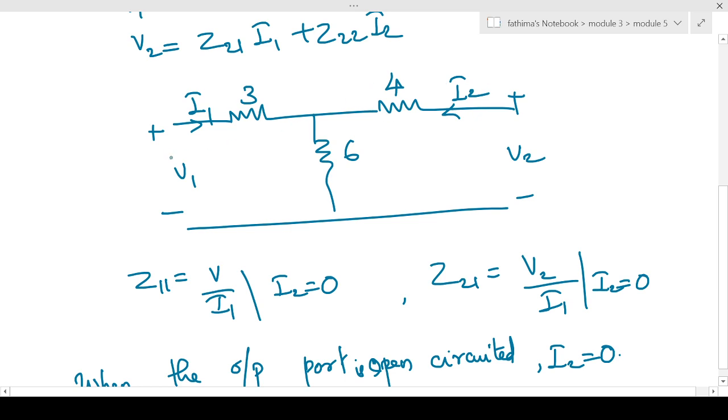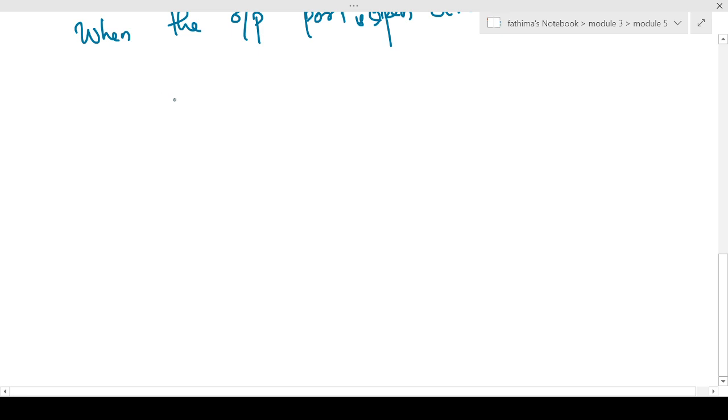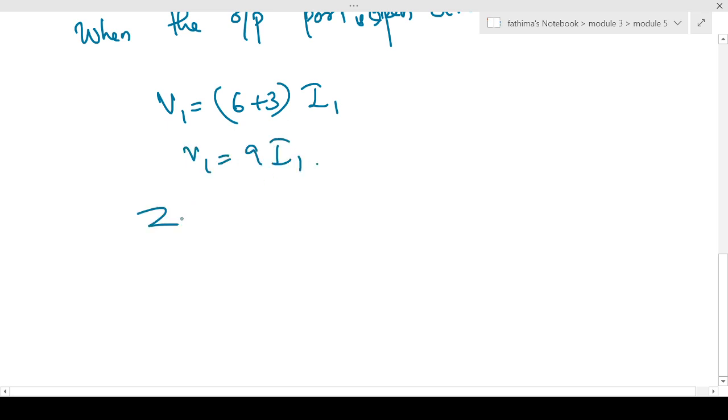So we have to find V1 by I1. So that is Z11. V1 is equal to, this current I1 will be flowing through this 3 ohm and 6 ohm. Since there is no current flowing through this resistor, it will not come into the picture. So we can write V1 is equal to 6 plus 3 into I1, with I2 equal to 0. So V1 is equal to 9 I1. So Z11 is equal to V1 by I1 with I2 equal to 0, and we have got that as 9 ohm.